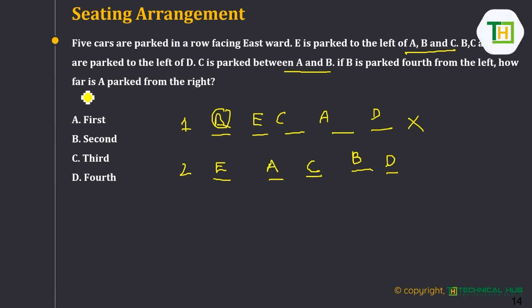So how far is A parked from the right? Right hand means first right, second right, third right, fourth right. So finally the answer is fourth from the right. Given the options, option D is the correct answer. Okay.